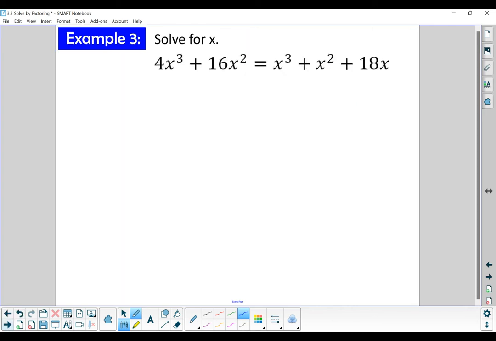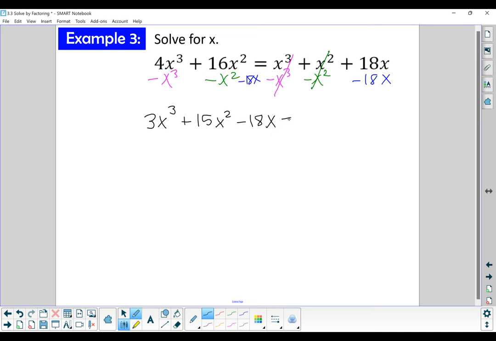Okay. Next one, a degree 3 problem. So let's see. We want to use the zero product property. So we want to get a 0. So I'm going to subtract the x to the third, and I'm going to subtract the x squared. And I'm also going to subtract 18x. There's not a term for that one to combine with, so it'll just stay on its own. So this gives me 3x to the third plus 15x squared minus 18x is equal to 0.